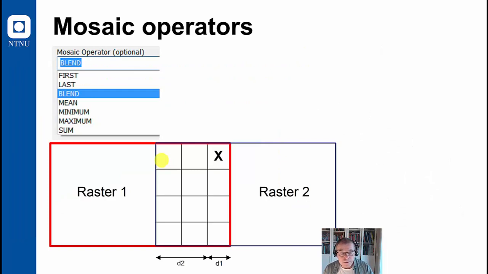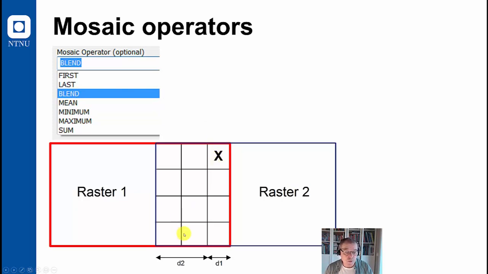Typically, there are these options you may use. If you have one raster here, raster one, and another raster here, raster two, and this is the overlapping area, for these two pixel values you can take the value of the first raster, the one on the left here, or you can take the last one, raster two, or you can take the minimum of the two, the maximum, or you can even sum them. You can take the mean, or you can take the blended value, which is a weighted mean.